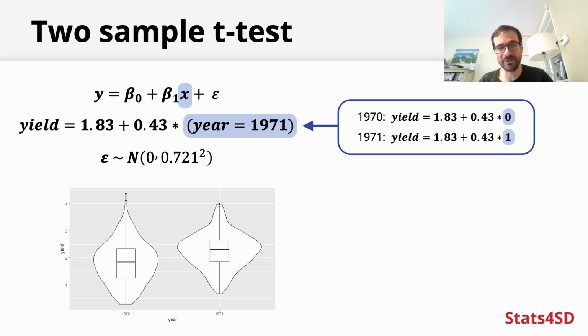And our intercept becomes the mean value of our first group, the one that's coded as 0 in our binary variable, which is why our 1.83 is the same as our mean value in 1970. And if we wanted to get our mean value in 1971, we would add up our 1.83 and our 0.43.